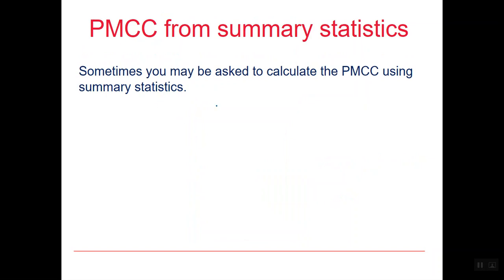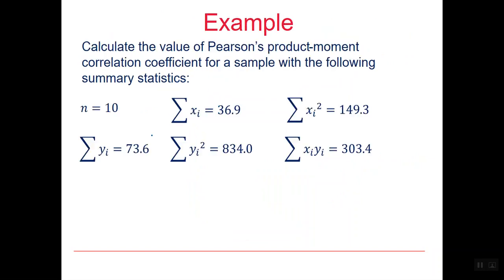Sometimes you may be asked to calculate the value of R using summary statistics. For example, calculate the value of Pearson's product moment correlation coefficient for a sample with the following summary statistics. This looks daunting, but it's actually surprisingly simple, as you're given all of the formula. In this case, the number in the sample is 10.